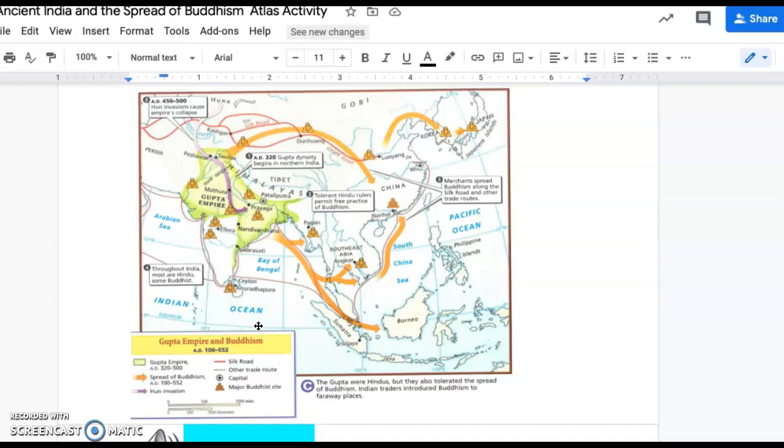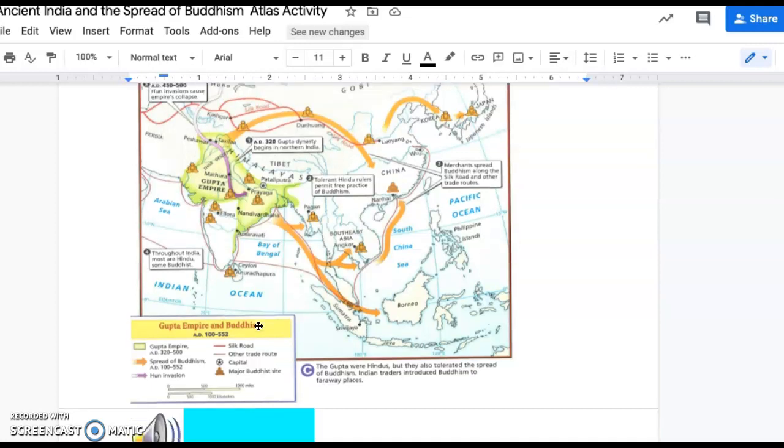Number 2. Tolerant Hindu rulers permit free practice of Buddhism. Number 3. Merchants spread Buddhism along the Silk Road and other trade routes. Number 4. Throughout India, most are Hindu, some Buddhist. And number 5. AD 450 through 500, Hun invasions cause empire's collapse.